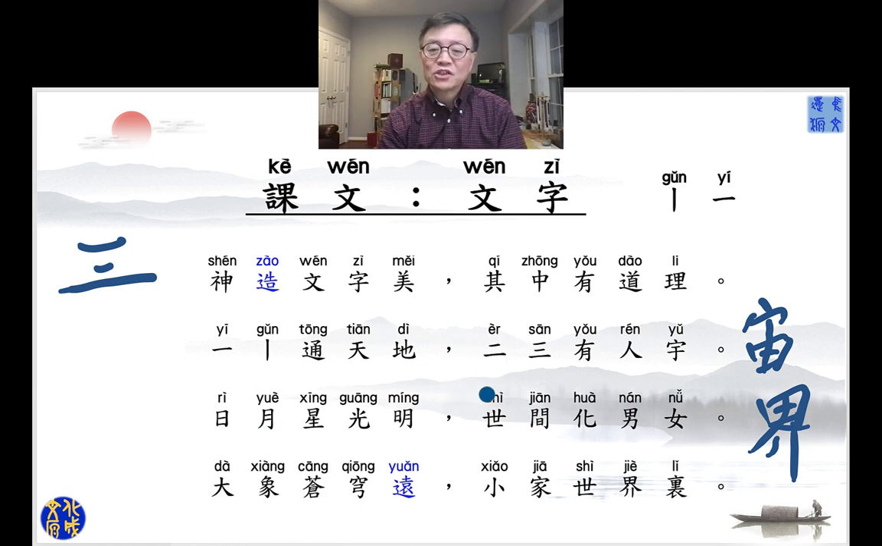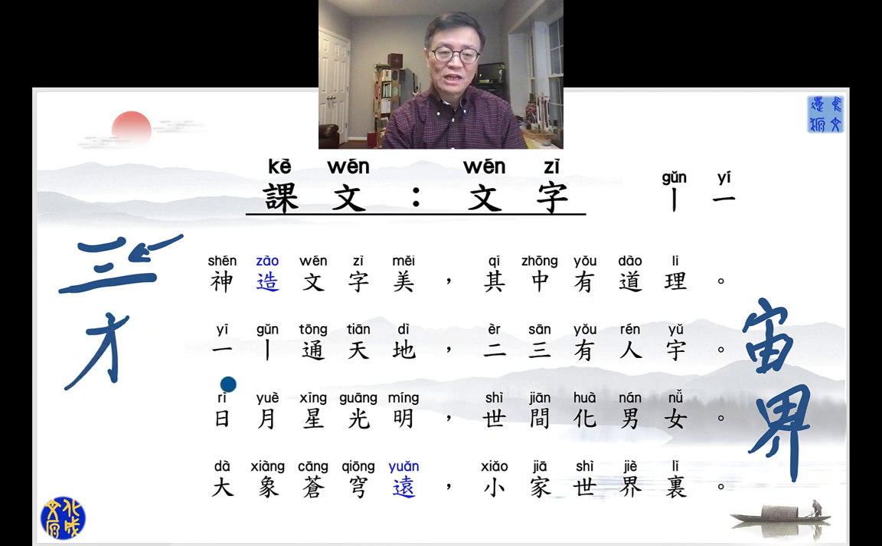日月星光明，世间化男女. In the human world, there's yin and yang. So there's the human. It's a different way of saying the same thing, san cai. In san cai, with Tian and Di, you have to have human, human as man and woman. Ladies and gentlemen. Okay? Then the world has meaning. Without this, it doesn't have meaning for us. Maybe it has meaning for the universe, but not for humans.